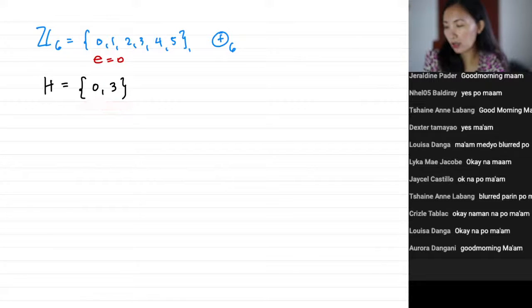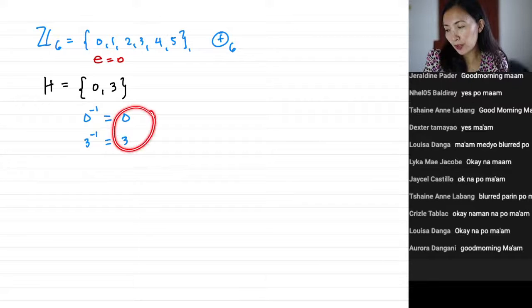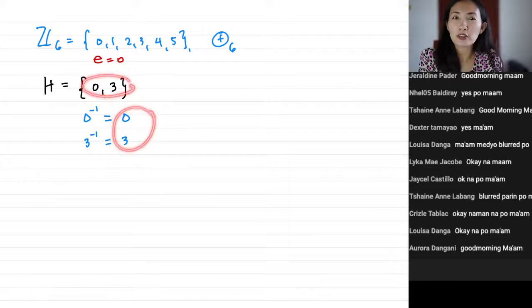Anong inverse ni 0? What is 0 inverse? Ask yourself, what must I add to 0 to get 0, which is the identity element 0? Next, ask yourself, what is the inverse of 3? What should I add to 3 in order to get 0, which is the identity element? Are these contained in the subgroup or in that small group? In fact, ito sila. So, the 4 properties are satisfied.